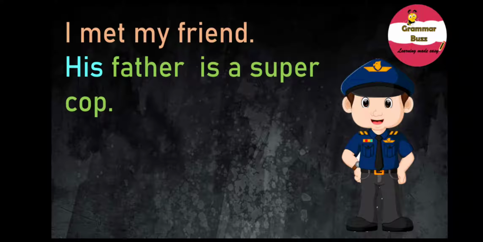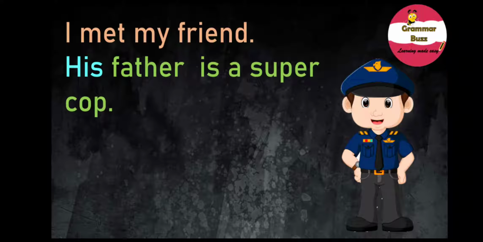Well, let me give you another example. And it is, I met my friend, his father is a super cop. Here again, his is a possessive adjective that shows belonging or possession. His is referring to the noun friend. It is telling us that the father is actually my friend's father. So it is showing possession or belonging. But we need to replace the possessive adjective his with a pronoun. And what kind of pronoun could it be? Well, you're right again. Certainly the relative pronoun whose.